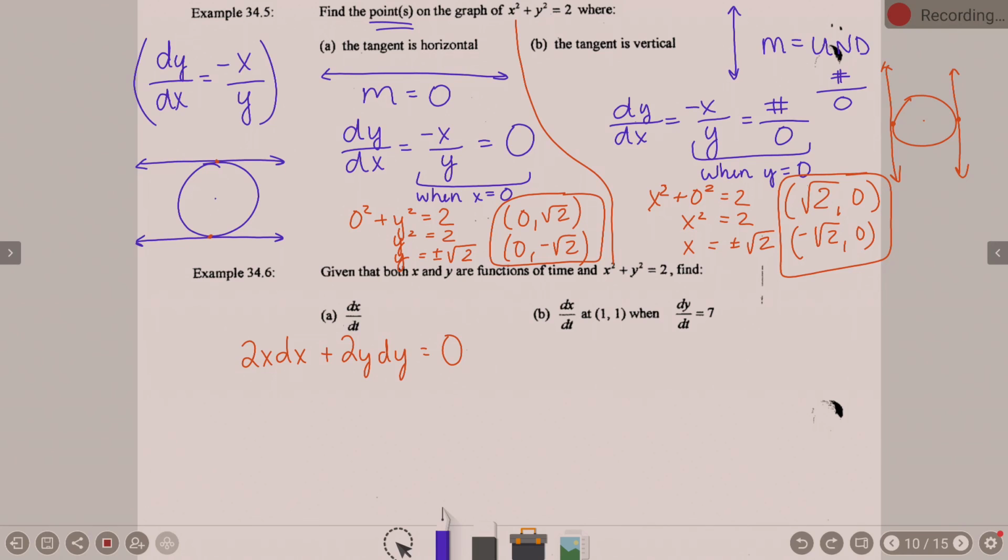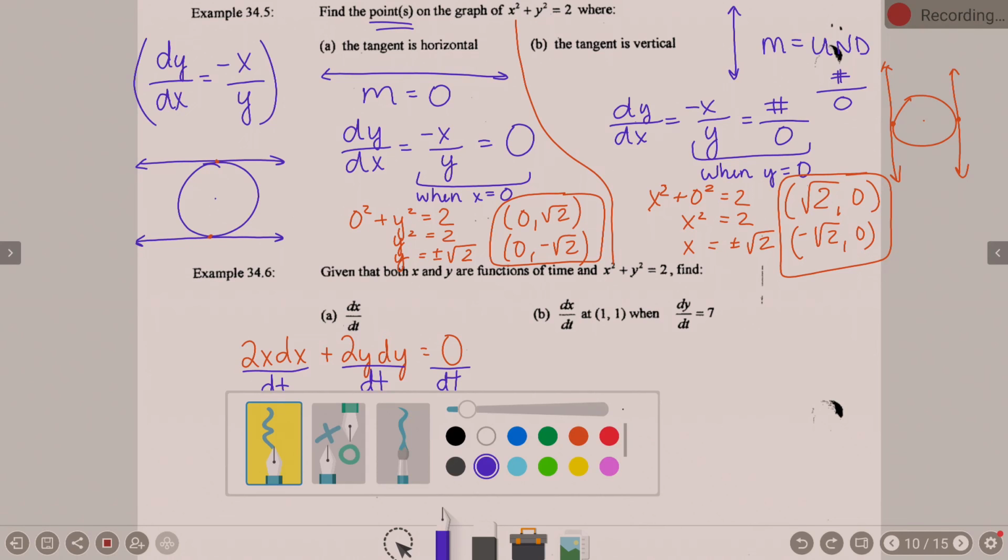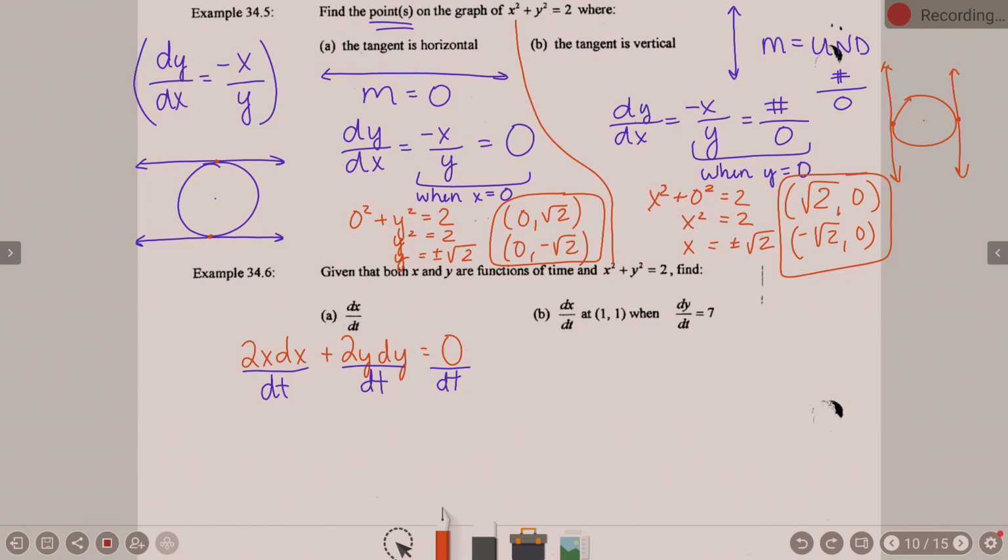Since we're trying to find dx/dt, we're going to divide each and every term by dt. So officially there are 3 terms you're dividing by dt there. Clean it up. And if I'm going to keep dx/dt on the left, I'm going to say 2x dx/dt equals, and then I'm going to subtract the other term over. So I'm going to subtract 2y dy/dt over. If I'm trying to solve for dx/dt, I need to divide by 2x.